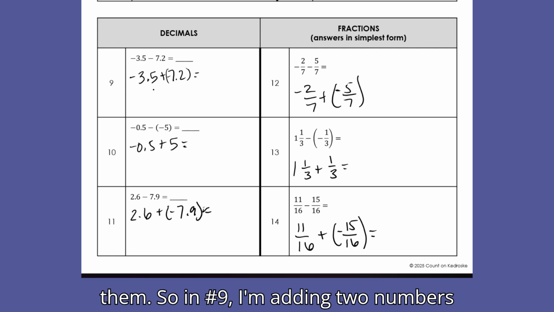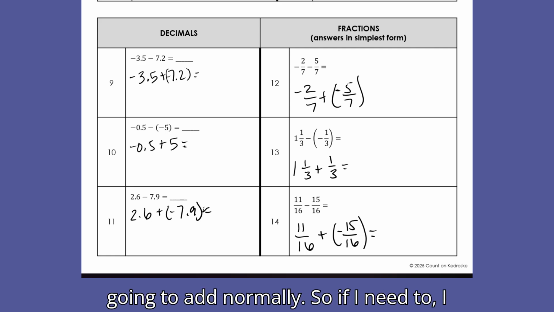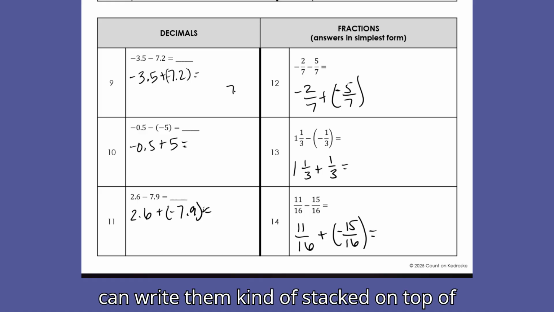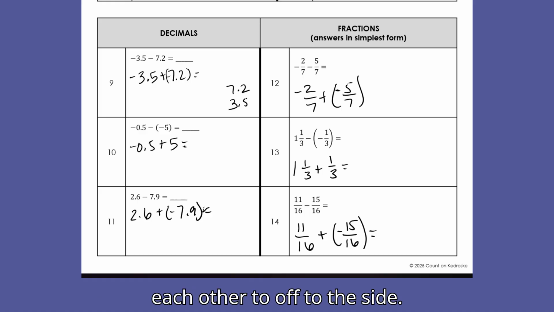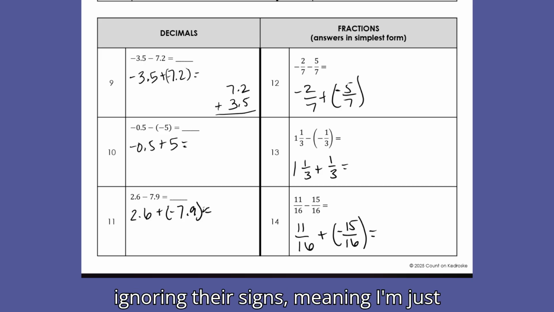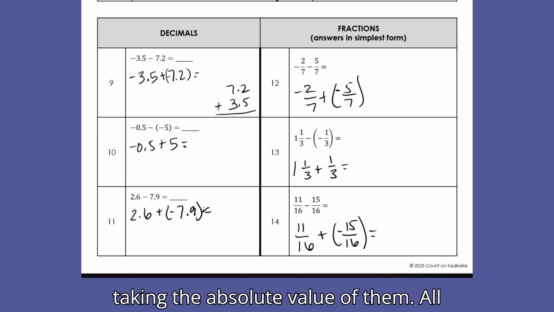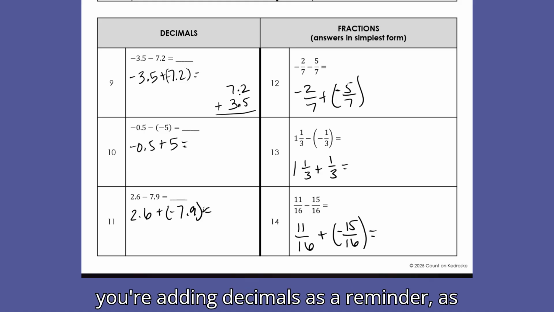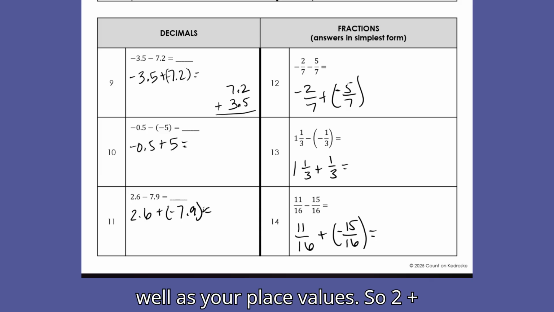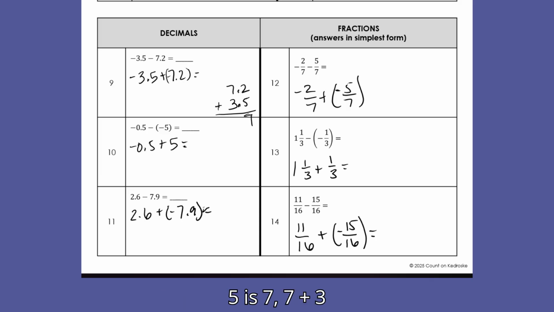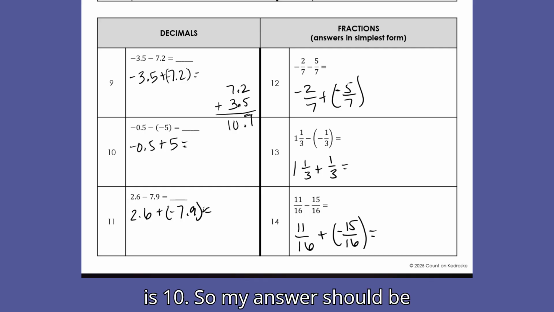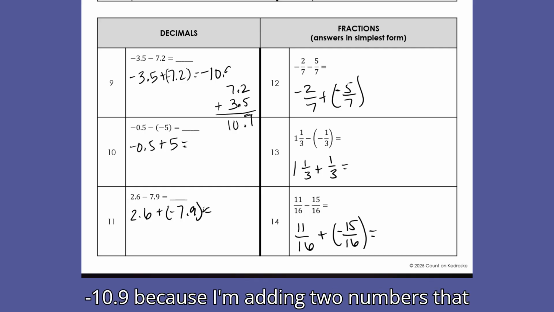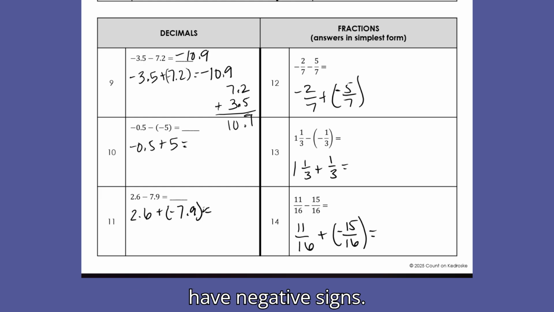So in number 9, I'm adding two numbers with the same sign, meaning I'm just going to add normally. If I need to, I can write them kind of stacked on top of each other off to the side. I know I'm just adding them, so I'm ignoring their signs, meaning I'm just taking the absolute value of them. Your decimal should be lined up when you're adding decimals as a reminder, as well as your place values. So 2 plus 5 is 7. 7 plus 3 is 10. So my answer should be -10.9 because I'm adding two numbers that have negative signs.